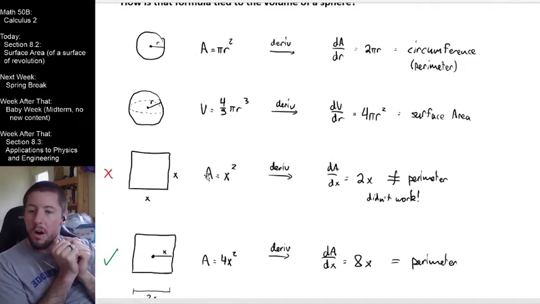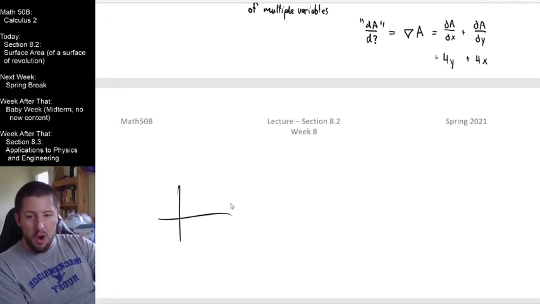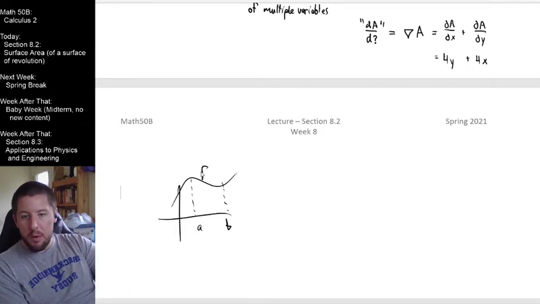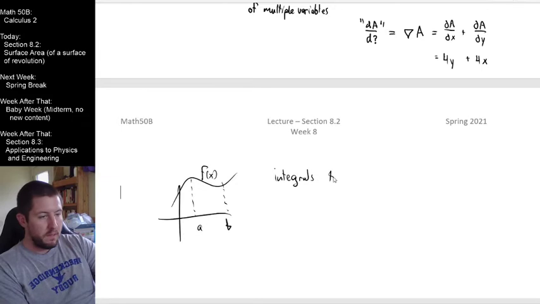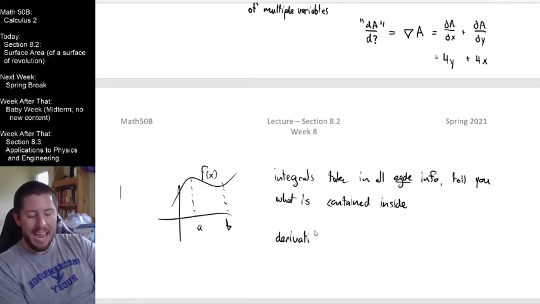Now, when we integrate things, what are all the pieces of information that you need for an integral? The picture that we draw is that we have some curve out there. We have an a, we have a b. Well, holy cow, what are all the pieces of information that we take in? We say the area underneath the curve down to the x-axis between a and b. Integrals take in all edge information, and they tell you what's contained inside. Derivatives take in all contained information.